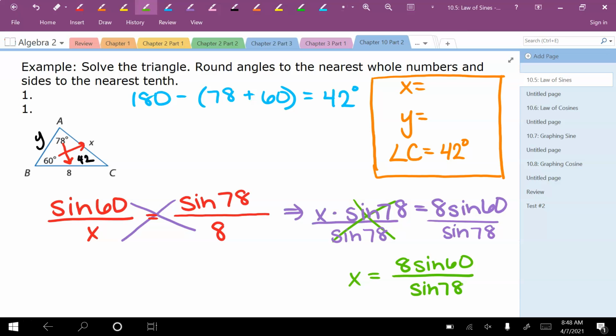And don't try to do this all in one big step, because this is where mistakes can start to happen. I would do the top first, so I would take 8 times sine of 60, hit enter, and you're going to get a decimal. Then I would just hit divide and type in sine of 78. You're probably still going to have a decimal. It's really rare for these to come out as whole numbers because you're not dealing with a perfect triangle with perfect sides that work in something like the Pythagorean theorem. They're going to have decimals involved. So because I'm getting 7.08, I'm rounding to the nearest tenth, so that's going to be 7.1.